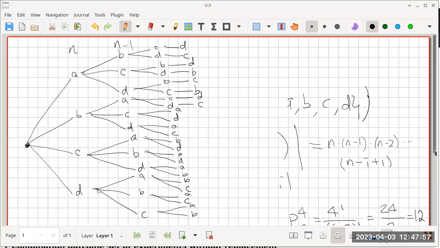The other boundary case is to ask, I give you a bag of four items, A, B, C, and D. And this time, I want you to choose one by one, four times, okay? From the first bag and place it into the second bag. And then I ask you, what is the total number of outcomes in this case?